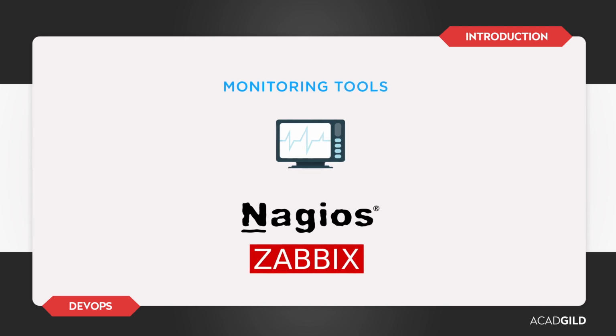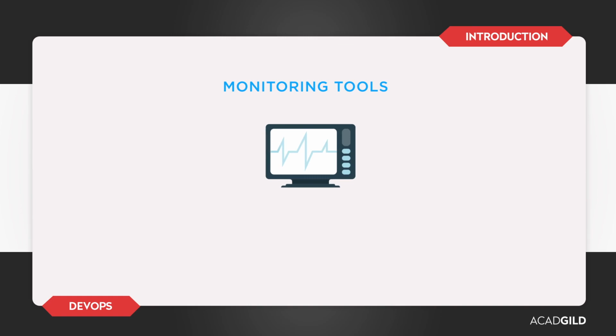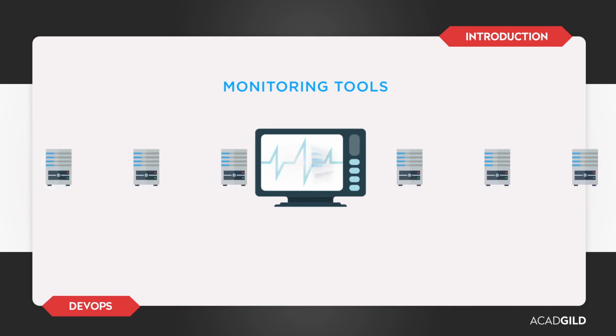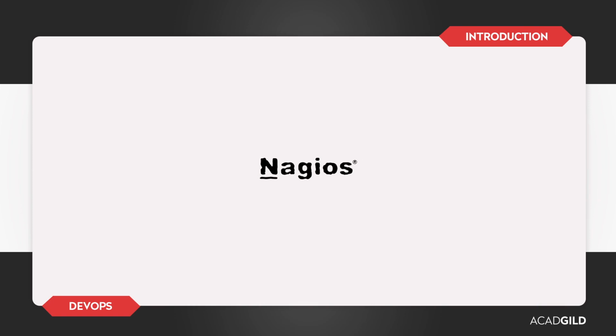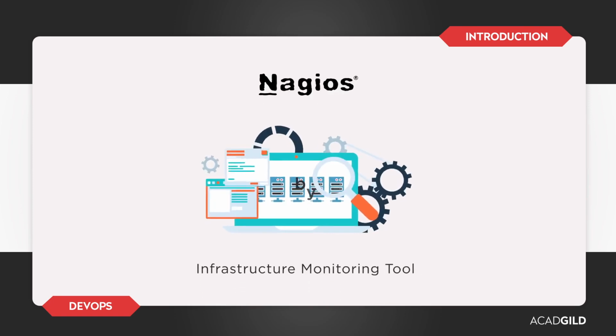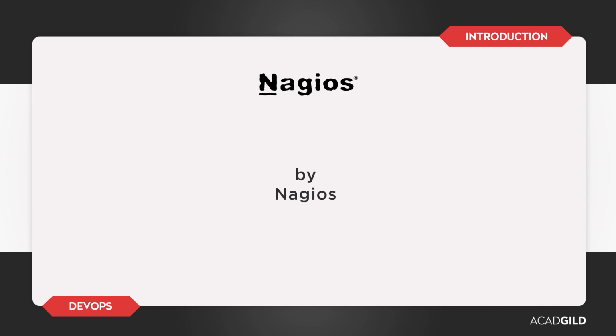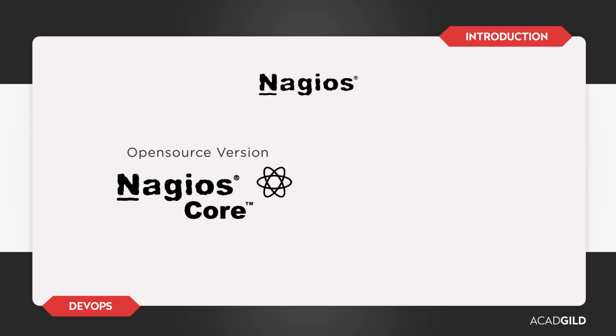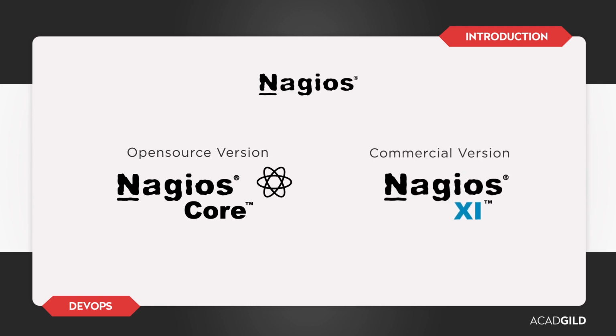Nagios and Zabbix are possible solutions that are readily available, which allow us to upscale our monitoring infrastructure to include as many servers as we want. In this course, we are going to focus on Nagios. Nagios is an infrastructure monitoring tool that is made by a company that goes by the same name. The open source version of this tool is called Nagios Core, while the commercial version is called Nagios XI.